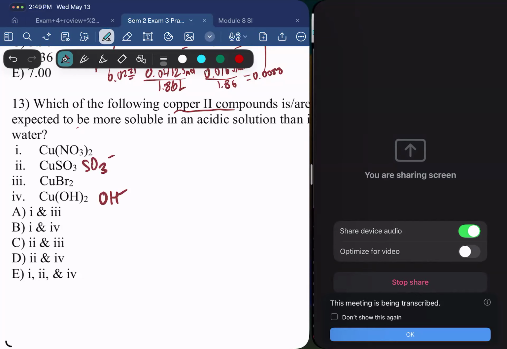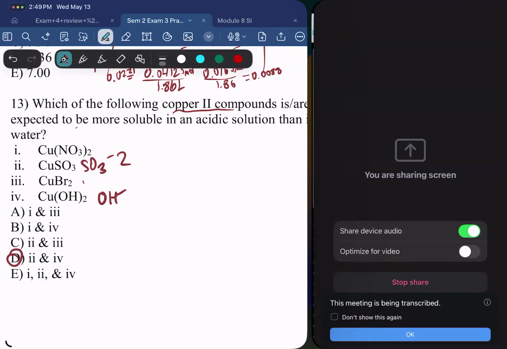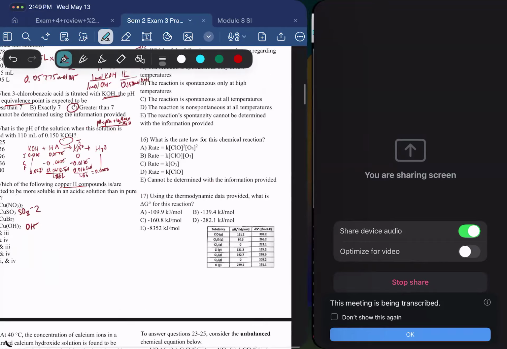So we know that OH minus is a pretty strong conjugate base, and we also know that SO3 minus is a strong conjugate base. And so yeah, the answer choice here would be choice 2 and 4. Br is a conjugate base of a strong acid, and NO3 is a conjugate base of a strong acid.